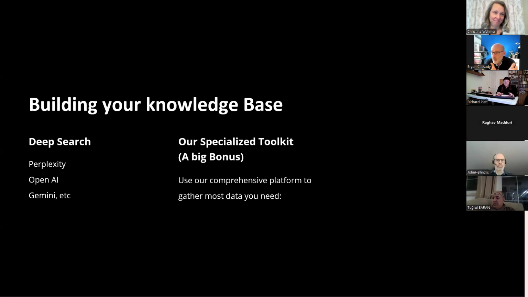The best way to do it right now is to use the deep search functionality of Perplexity, OpenAI, Gemini, Grok, and all the others. In about 5 minutes, you get a really good picture of your marketplace. But you have to know enough to know which market you're working in.